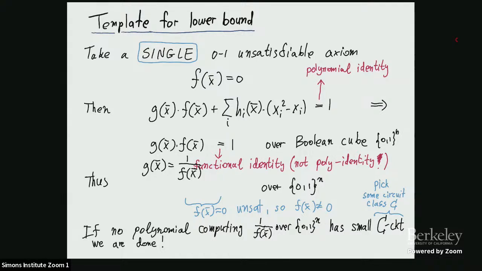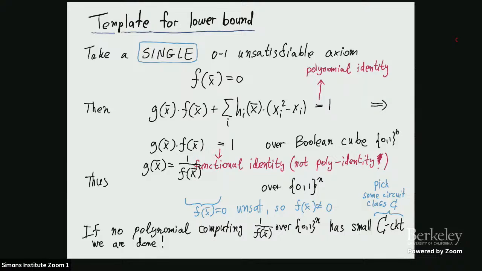Wait, so you just accidentally shifted up that G of X equals 1 over F of X. Yeah, but now, I just wanted to say here, this should be this guy. So F(x) is unsatisfiable, equals 0 unsatisfiable. So this is not 0, so this is okay, right? Because this is never 0.